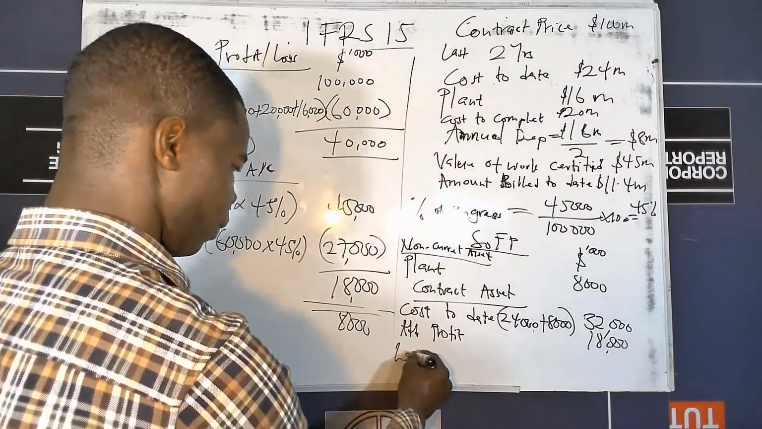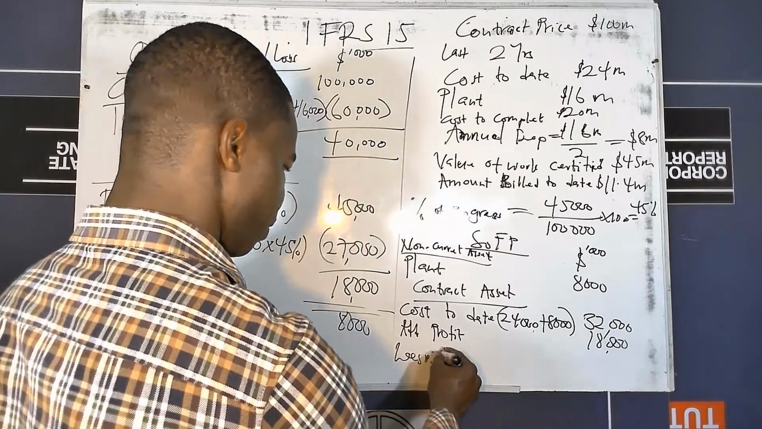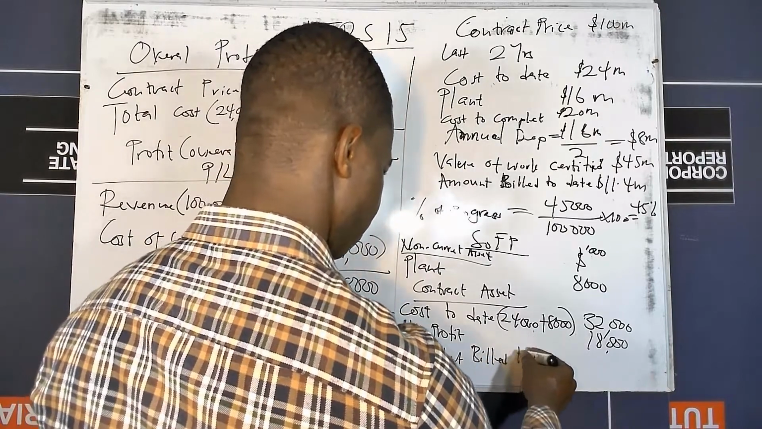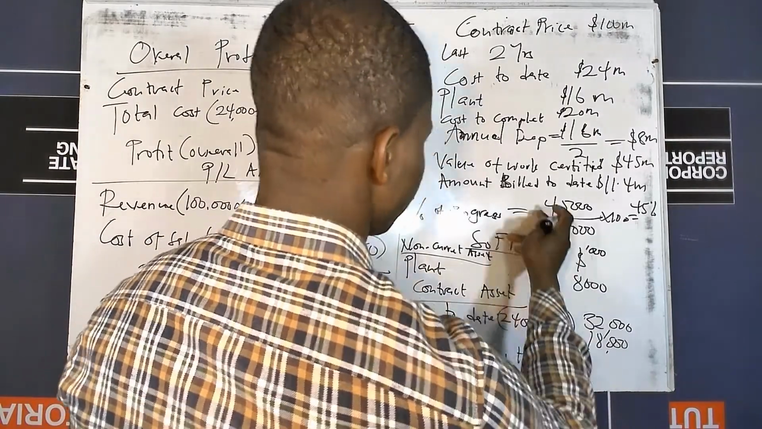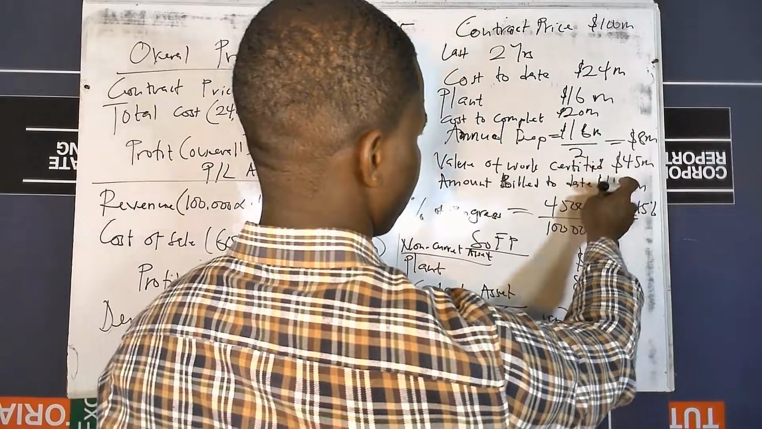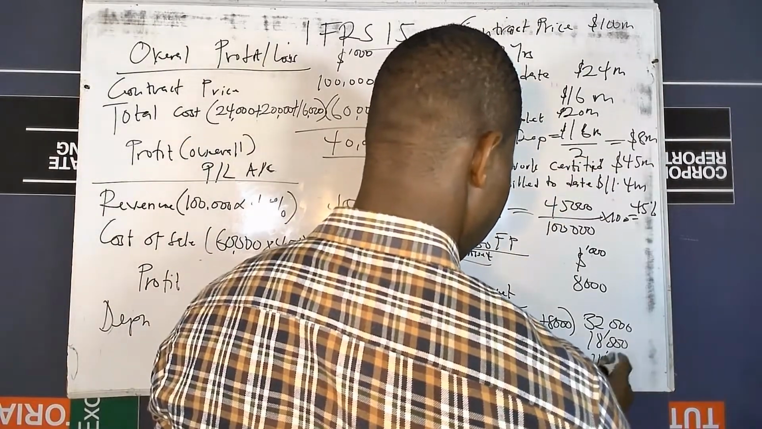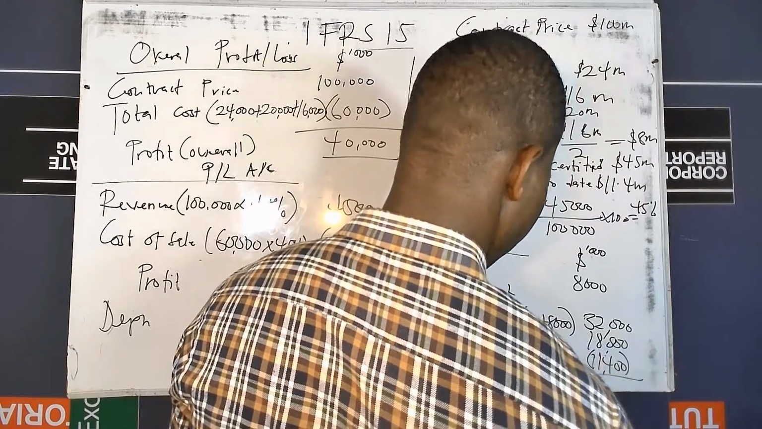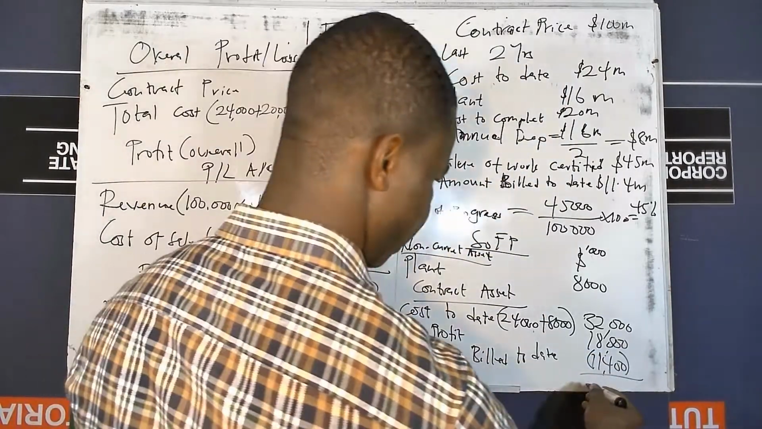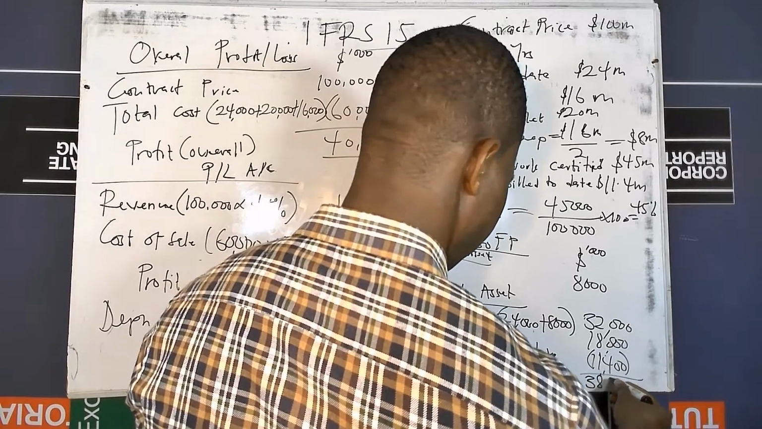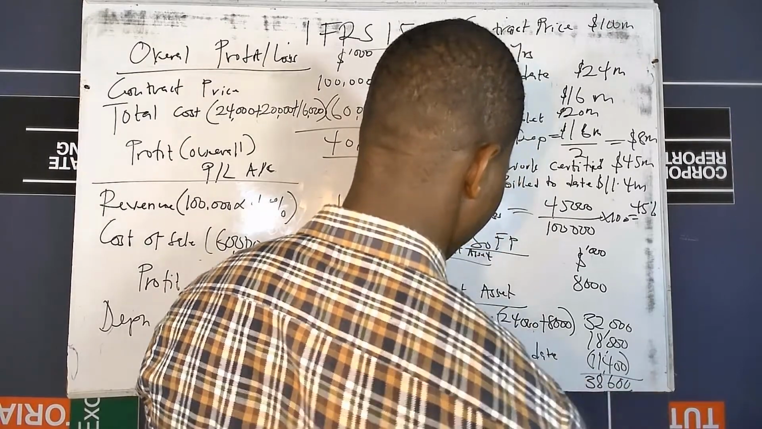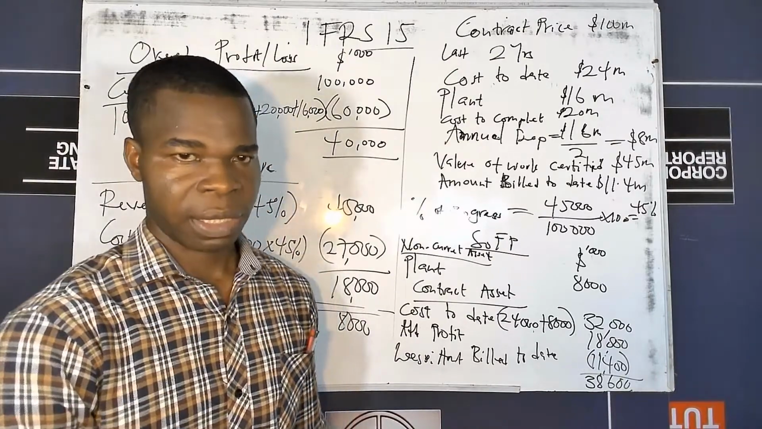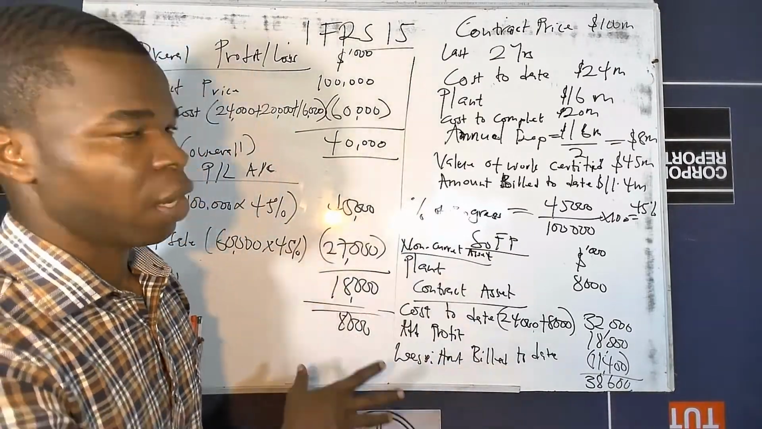Then we less amount billed to date. So amount billed to date is 11,400. We less that one, and this is going to give us 38,600. That is our contract asset. 38,600 is our contract asset. So with this type of question too, this is how you go about it.